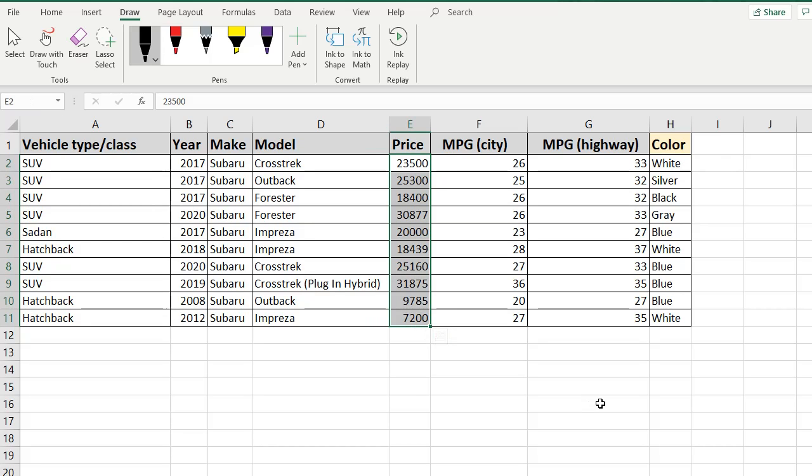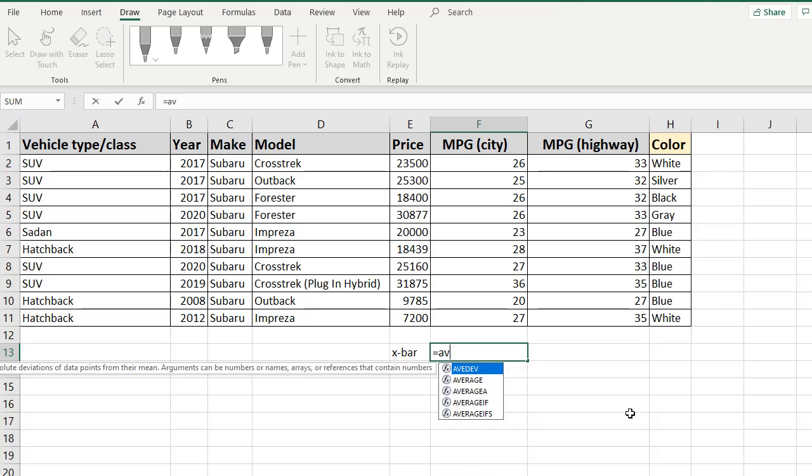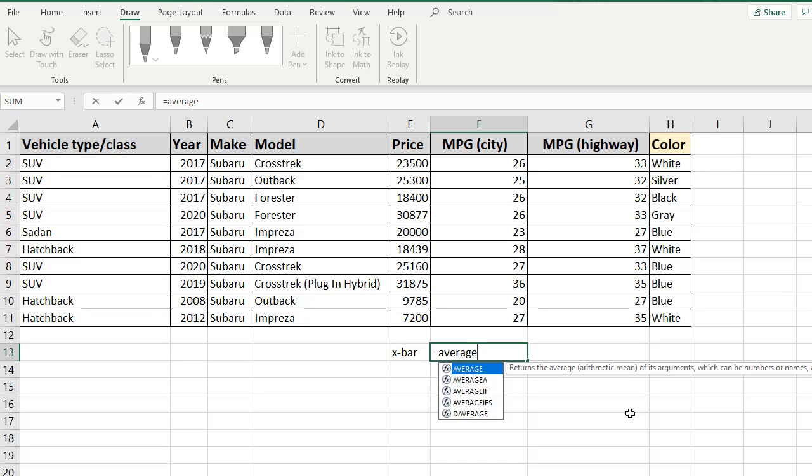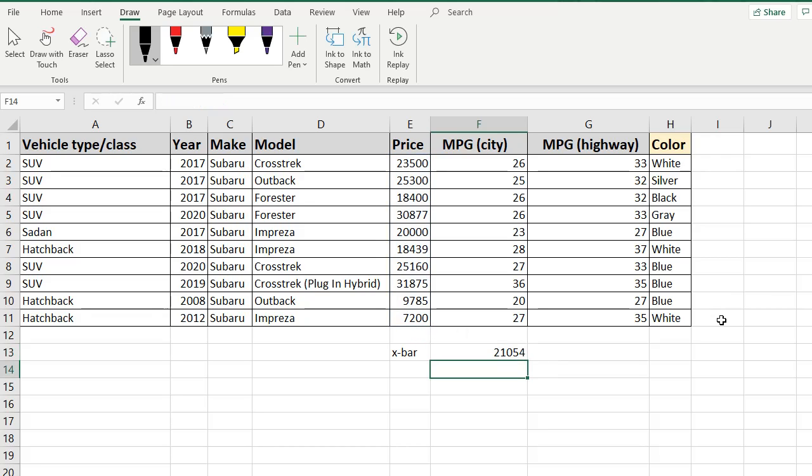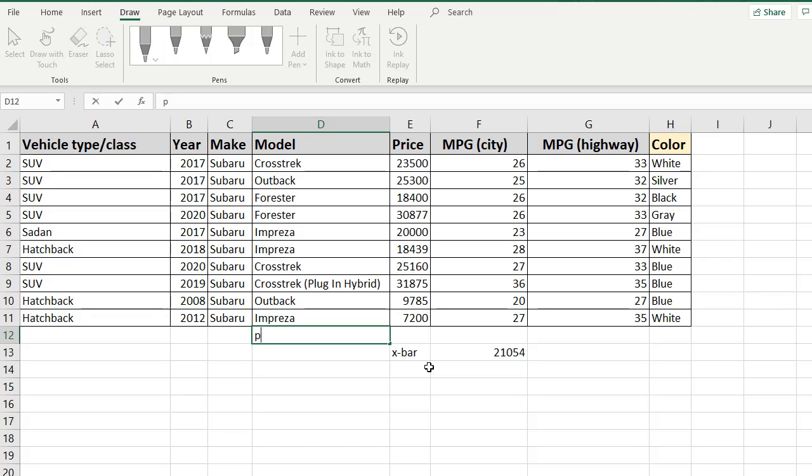Okay, and I know I said I want to calculate a confidence interval for a proportion. So hang in there with me for a minute, and let's talk about how we're going to get to a proportion. So first thing I want to do is calculate the sample average of these cars. So the sample average, or X bar, equals AVERAGE, open parentheses, highlight your data, close parentheses. So my cars' average price is $21,054.